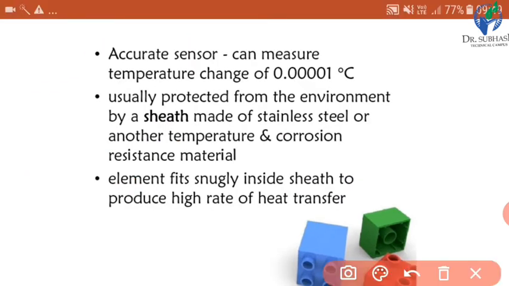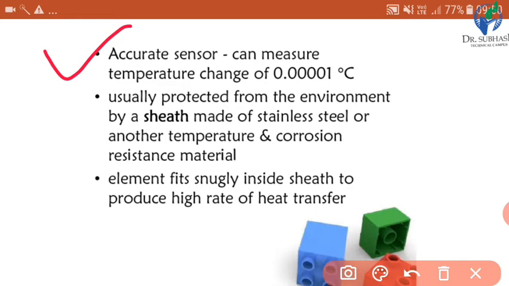Now, an accurate sensor can measure a temperature change of 0.00001 degree centigrade. So accuracy is very high in an RTD. Even if the change of temperature is as low as 0.00001 degree centigrade, it can be sensed using this sensor. So very high accuracy is there.